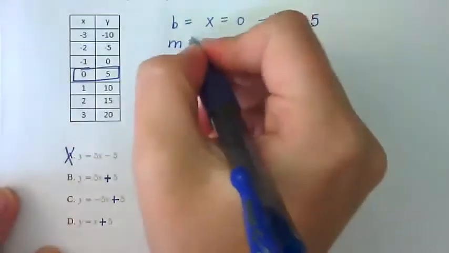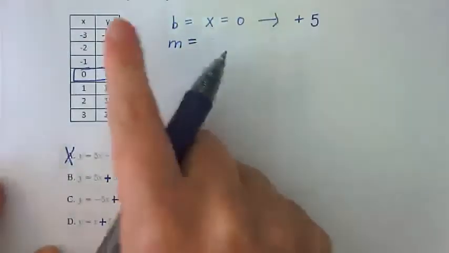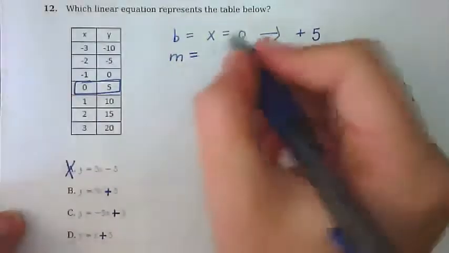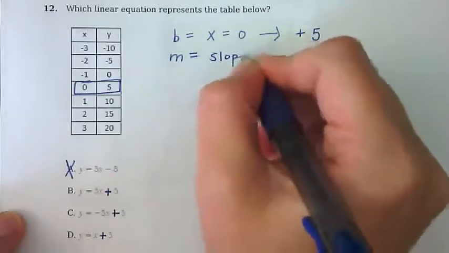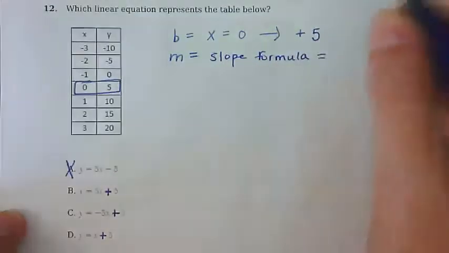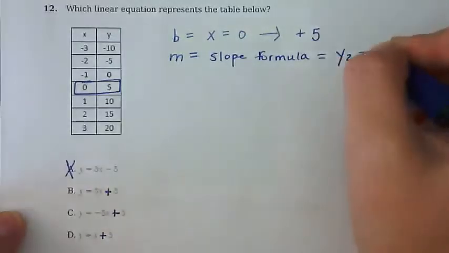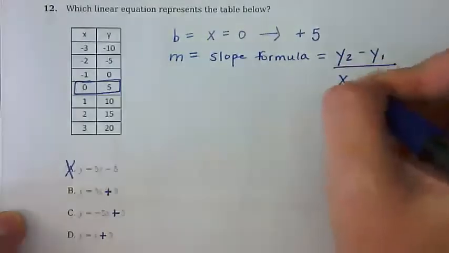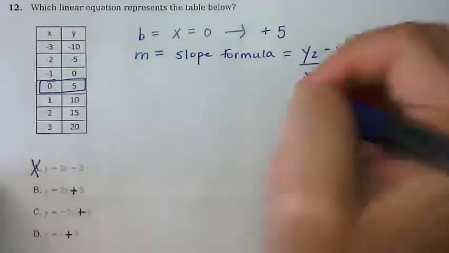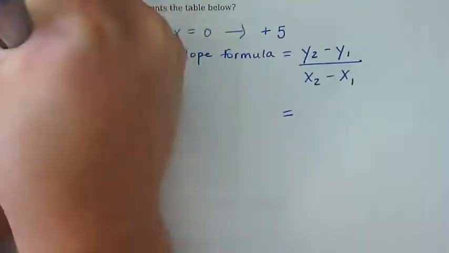Now let's determine slope. So how can we determine slope when we're given points? We can use our slope formula. So you can pick any 2 points from your table, plug them into your slope formula to get your slope. So I'm just going to pick the first 2 points here.